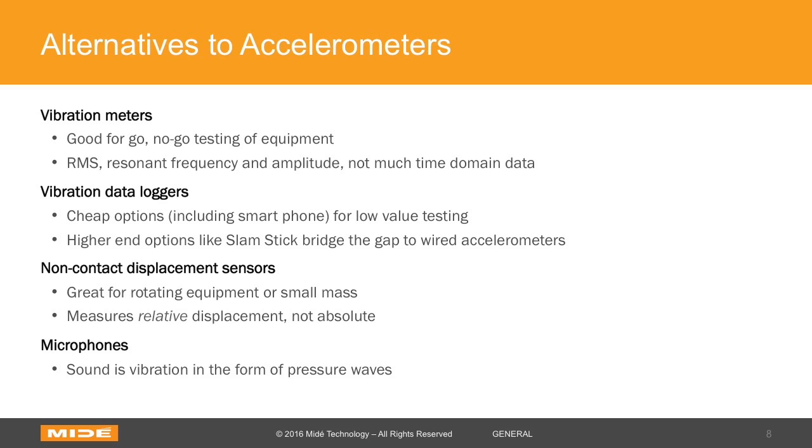Vibration data loggers will have the sensor embedded with the data acquisition equipment and power as well. So you can consider your phone really a type of vibration data logger, and there are some apps out there that use the accelerometer in your phone. And there are some other cheaper data loggers out there to look at that are a couple hundred dollars.